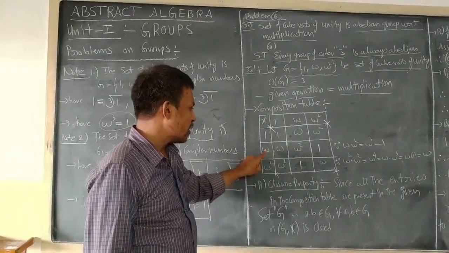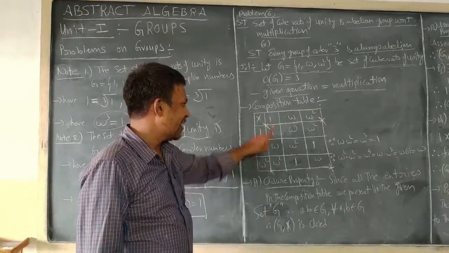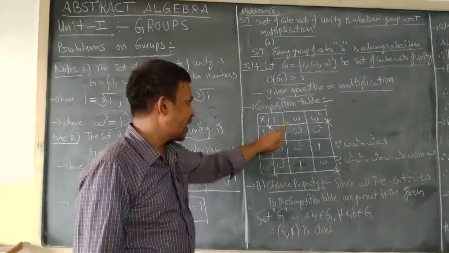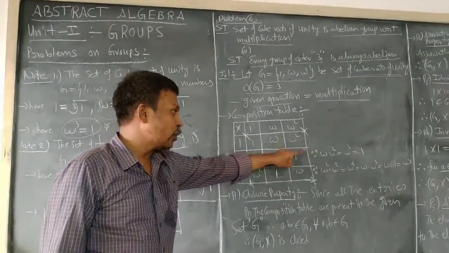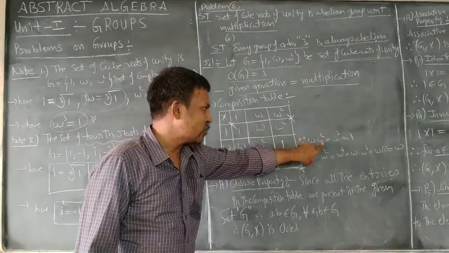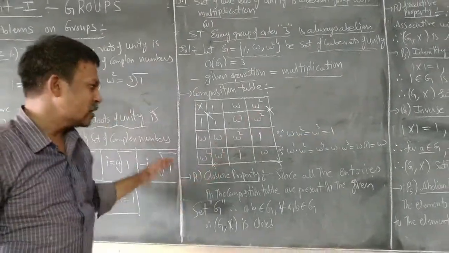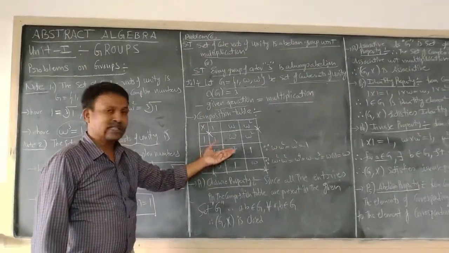and the second row elements are omega into 1 is omega, omega into omega is omega square, omega into omega square is omega cube, where omega into omega square is equal to omega cube as per its property, and omega cube is equal to 1. So the second row entries are also finished.